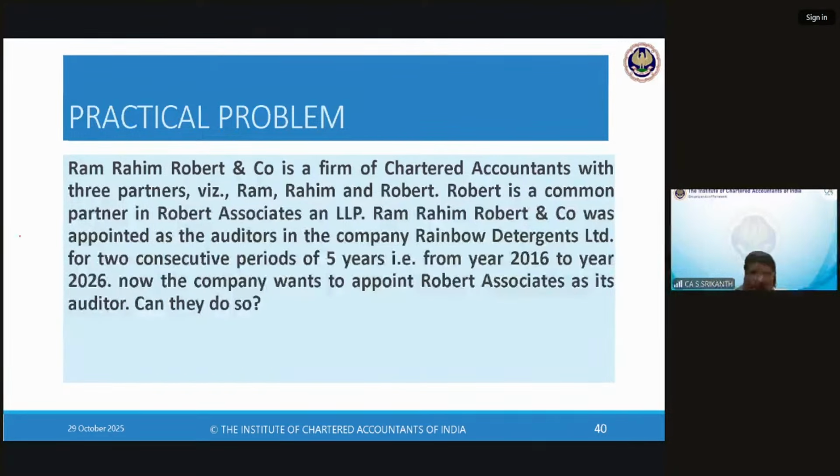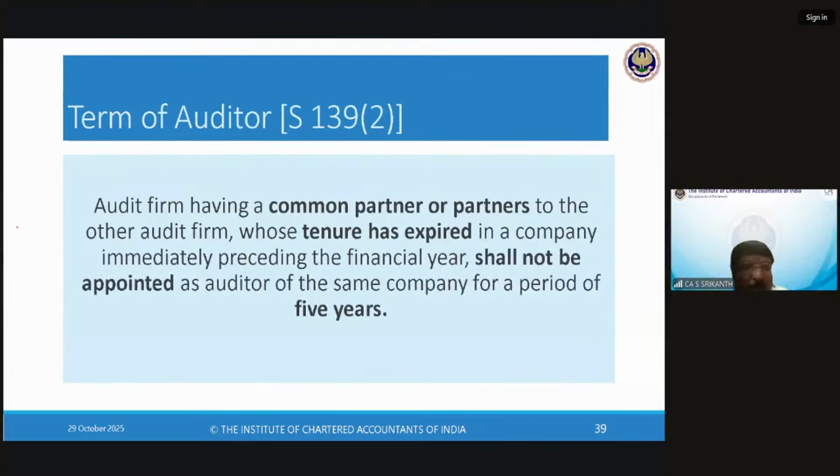So, Ram, Rahim, Robert cannot be appointed for 5 years. But Robert Associates is a different firm. Now, why can't we? It cannot be. Why? Because an audit firm having a common partner or partners to the audit firm whose tenure has expired in a company immediately preceding the financial year shall not be appointed as auditor of the same company for a period of 5 years. Okay, so that is the point.